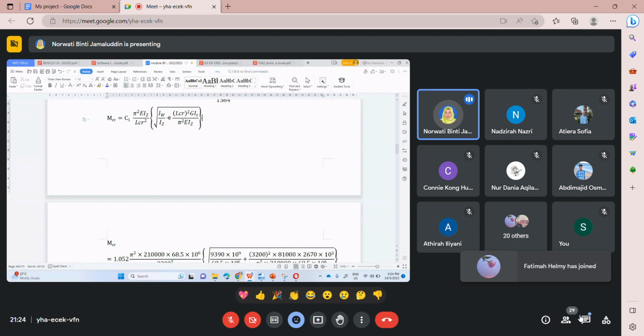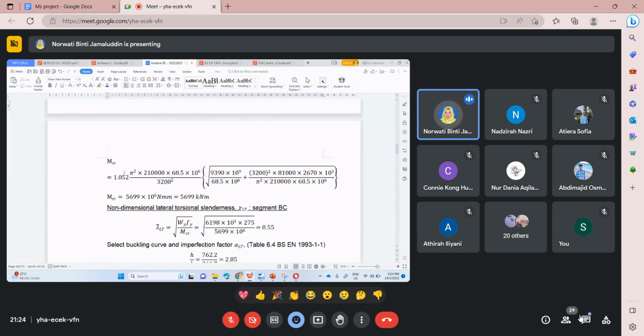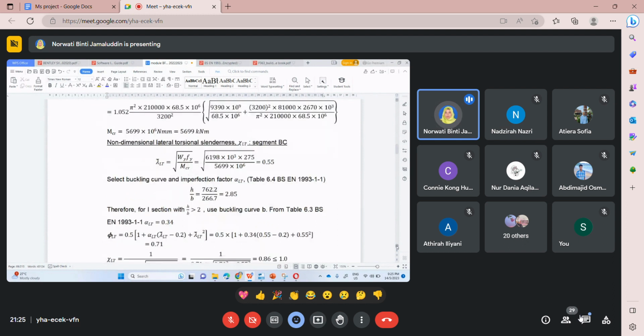Isaac, IT, IW. L critical is, in this case, 3,200. Okay. You have C1, right? We just calculate C1, and then put the other values into this equation and then compute the MCR. Okay, we have MCR here. Once you get MCR, you can get lambda bar LT. Once you get lambda bar LT, then you can get the other parameters.